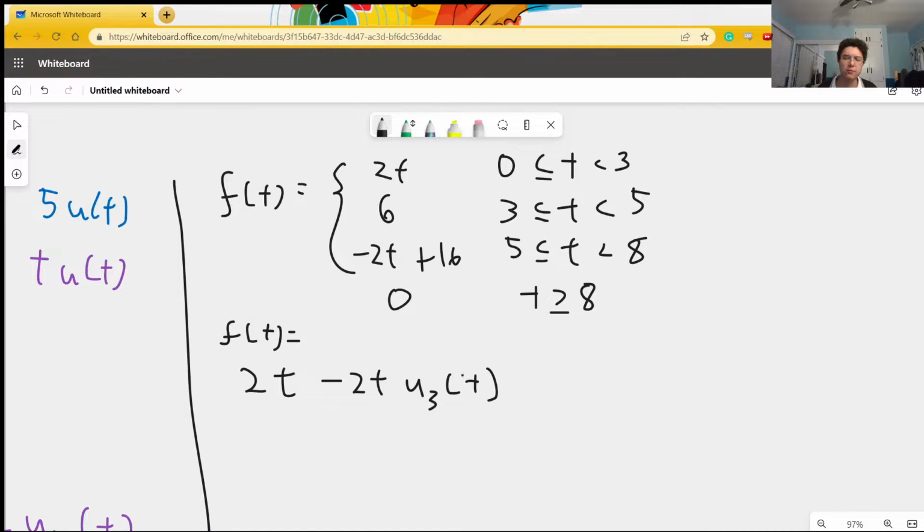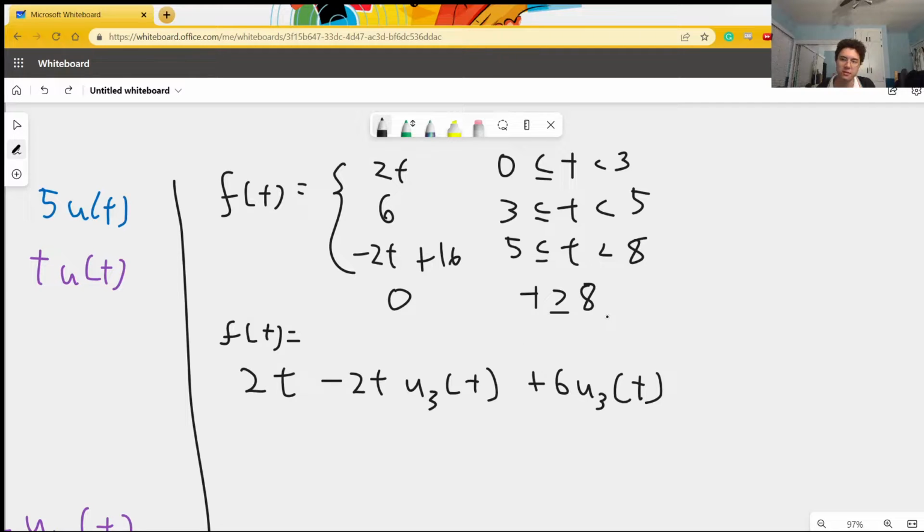Observe that when t becomes 3, this becomes 1. That means that because we have the subtraction, we're basically taking away 2t from this function. So after time equals 3, we have a 2t here, but we also have a negative 2t here, and they cancel each other out. So at time equals 3, we can use the unit step function to turn off the function 2t. Now we also want to turn on, at time equals 3, the function 6. So we write plus 6 u3(t), because at time equals 3, 6 starts happening.